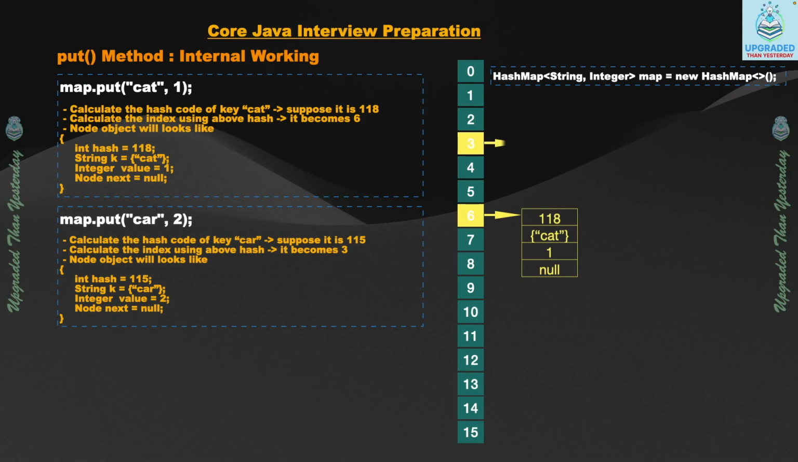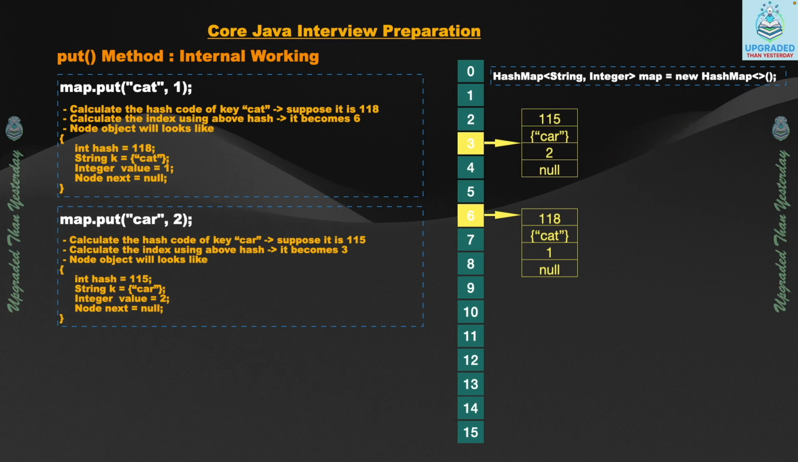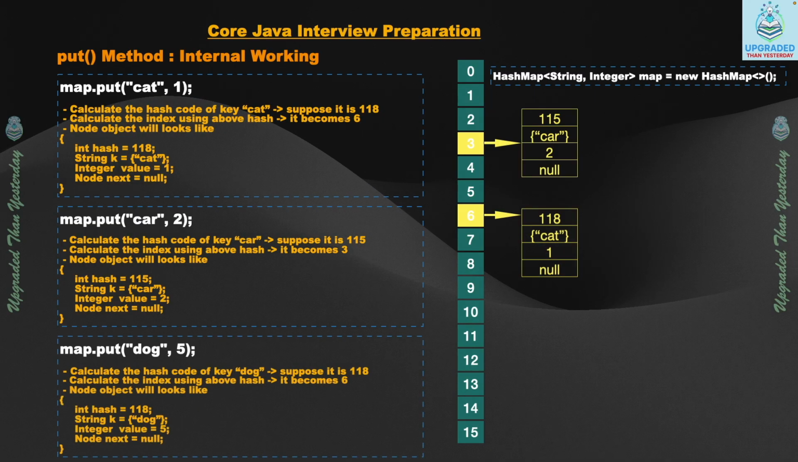Look at the animation. At the bucket position 3, the node object for the key car will be added. Let's put the last entry. Map.put key is dog and value is 5.